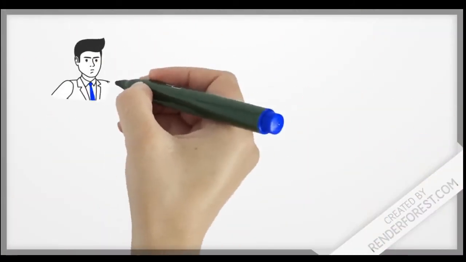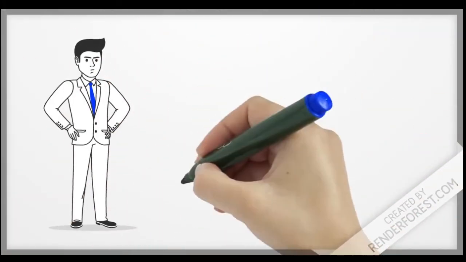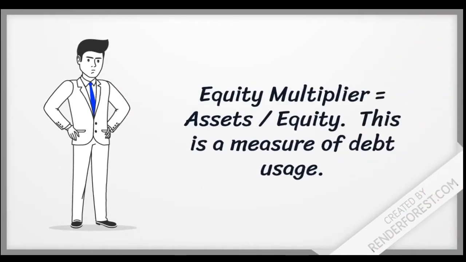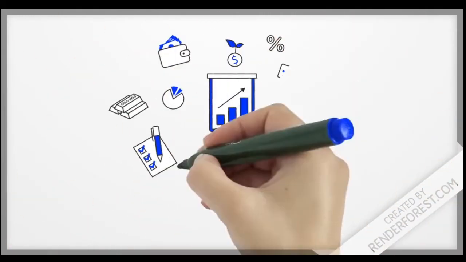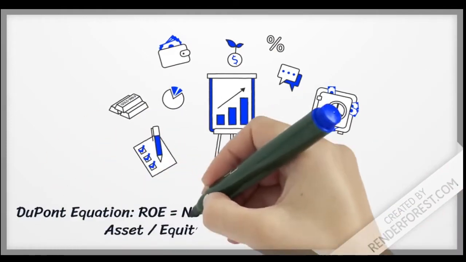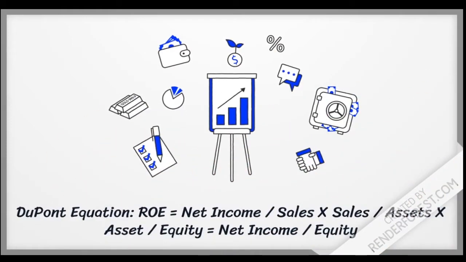The equity multiplier is total assets divided by total equity. This tells us how much debt the company has taken on. While more debt increases the expected ROE, it also exposes the shareholders to greater financial risk to achieve that higher ROE. The product of the profit margin, total asset turnover, and equity multiplier equals the ROE.